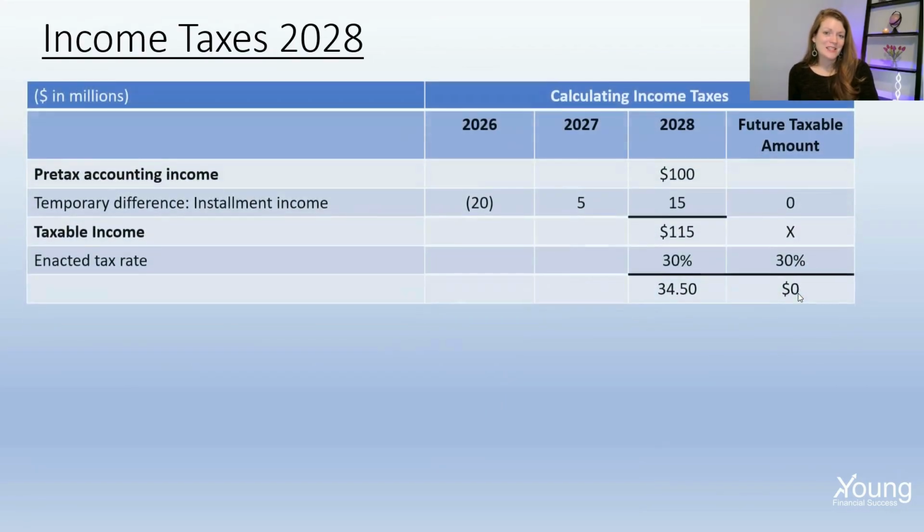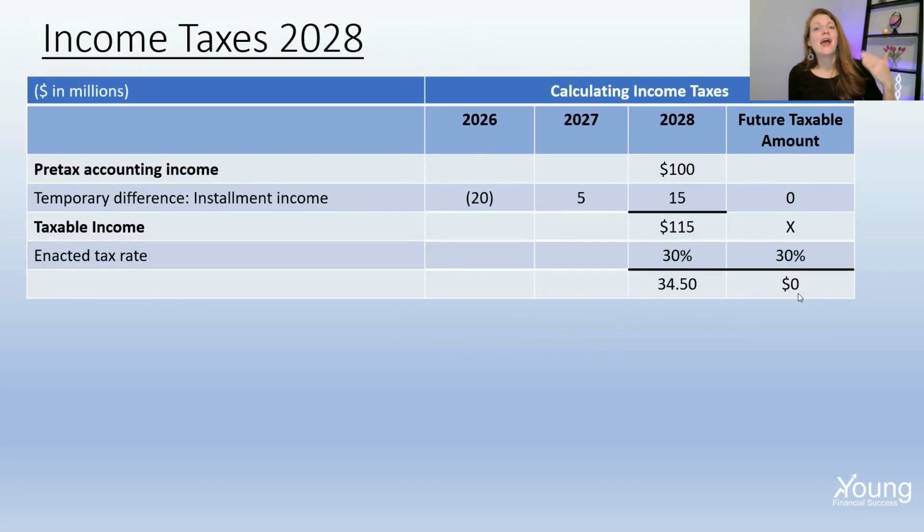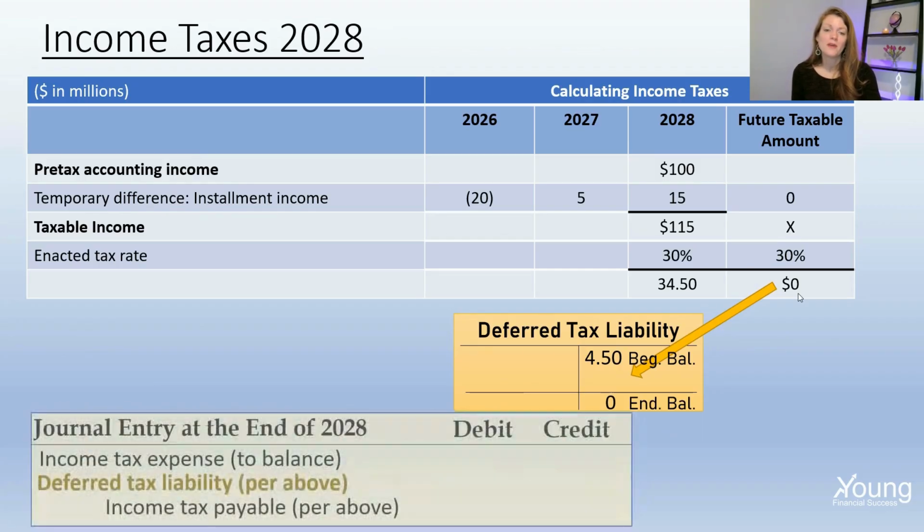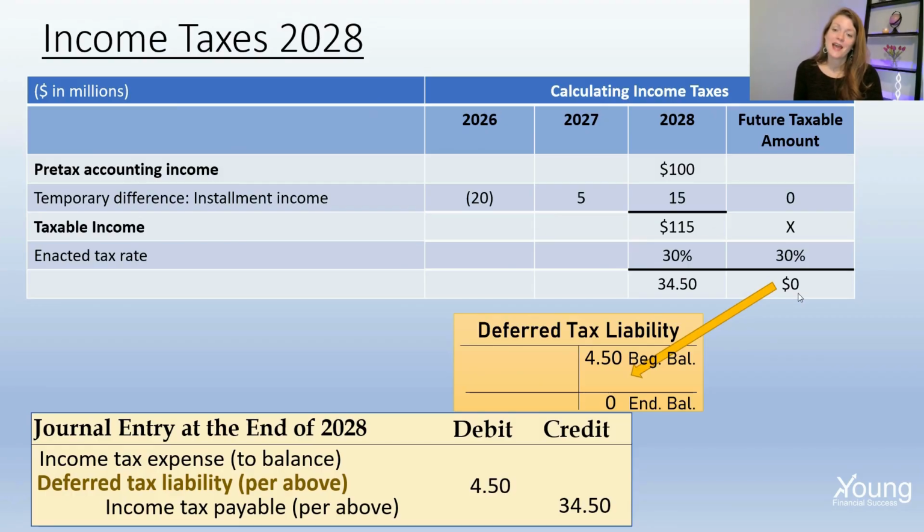Then for 2028, we just move right along. They're going to have to add in 15 million because we took that extra depreciation in 2026. So now we have nothing left that we're going to be pushing off to later. So that whole 4.5 million is going to need to be expensed out and paid in 2028. So we are going to see that 4.5 debited for deferred tax liabilities, and then we are going to see the 34.5 based on the taxable income for 2028, and then our plug figure again is 30 million.